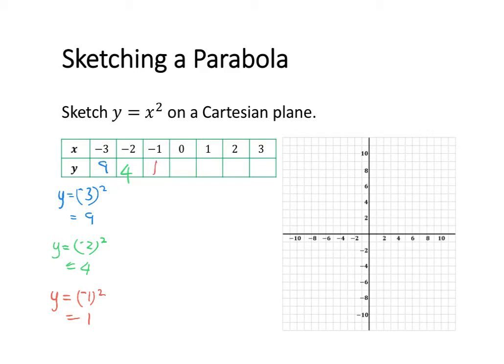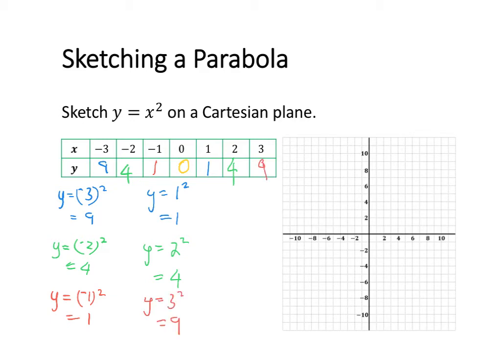And then my next value is going to be 0. 0 squared is 0. Completing my table of values, my next x value is going to be 1. So y equals 1 squared equals 1. Then y equals 2 squared, which is equal to 4. And y equals 3 squared, which is equal to 9.